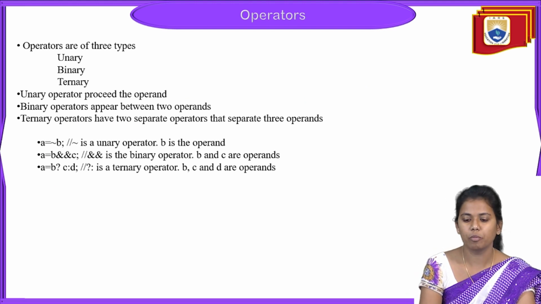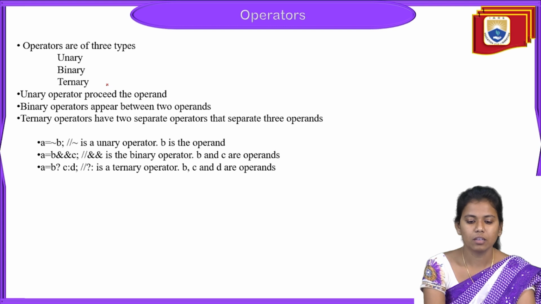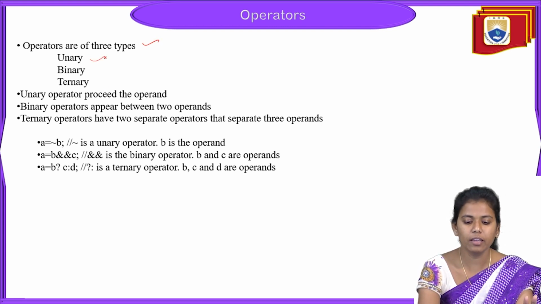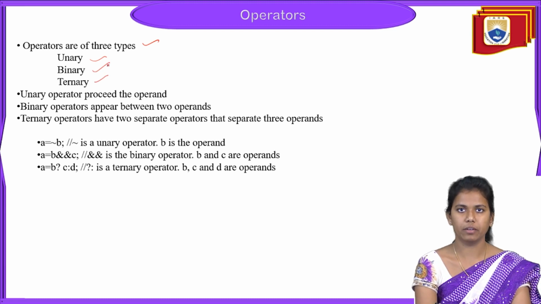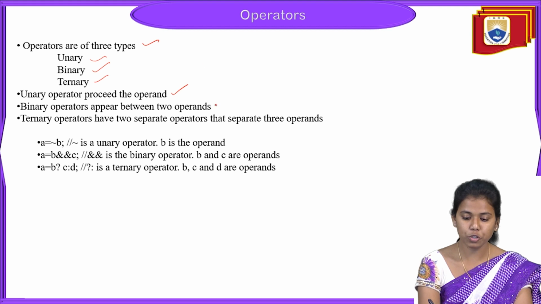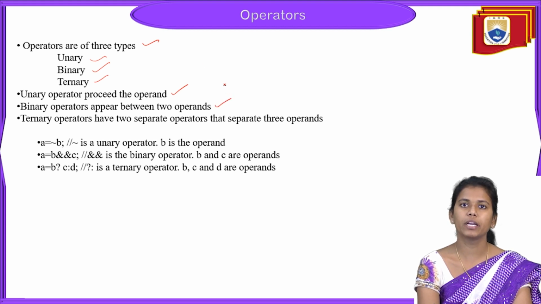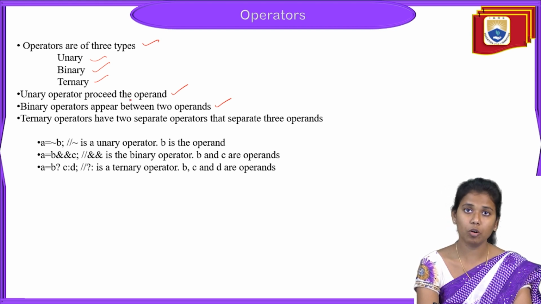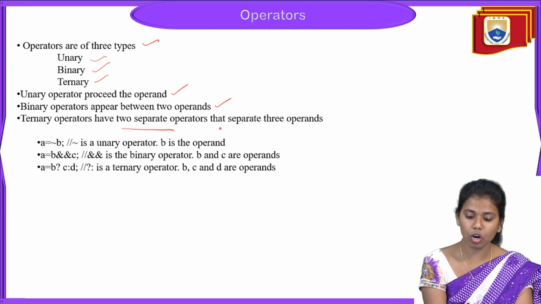So what are these operators? Operators are of three types: unary, binary, and ternary. So what is a unary operator? A unary operator precedes the operand. A binary operator appears between two operands. And a ternary operator has two separate operators that separate three operands.